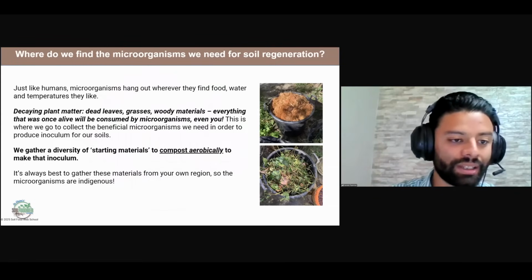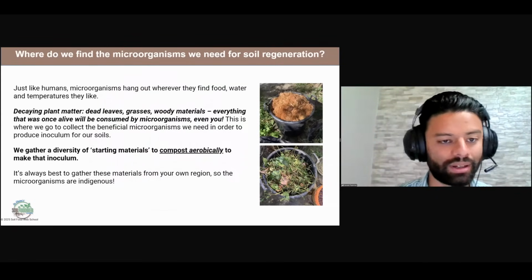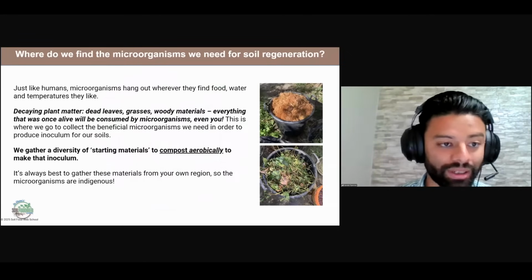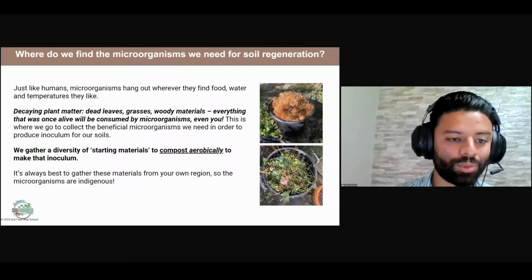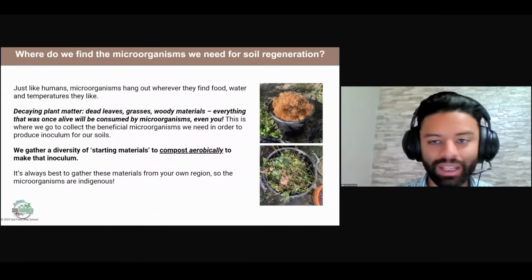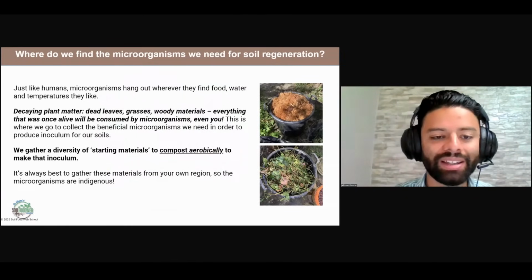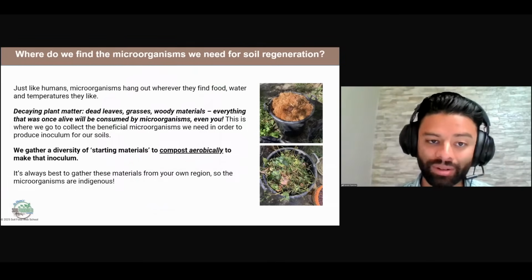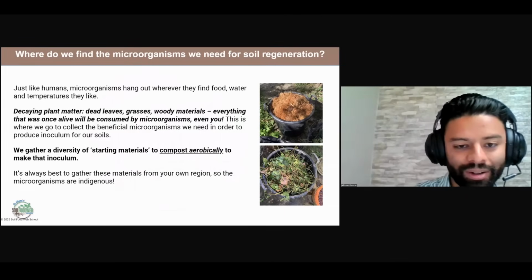Okay, they like living in decaying plant matter, whether it is dead leaves, grasses, woody materials, everything that was once alive will be consumed by the organisms, even ourselves. When we die, we're going to be decomposed like any plant or any tree that dies. The microorganisms are going to take care of that. So these are the places that we can collect the microorganisms from.